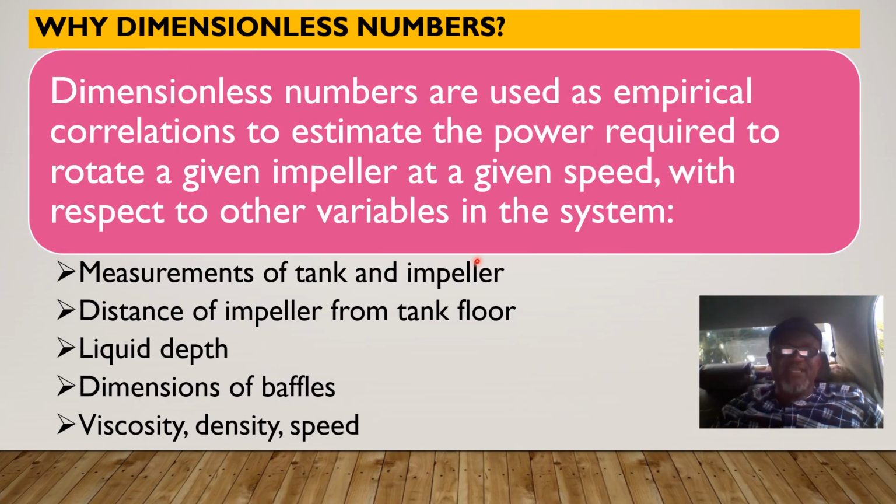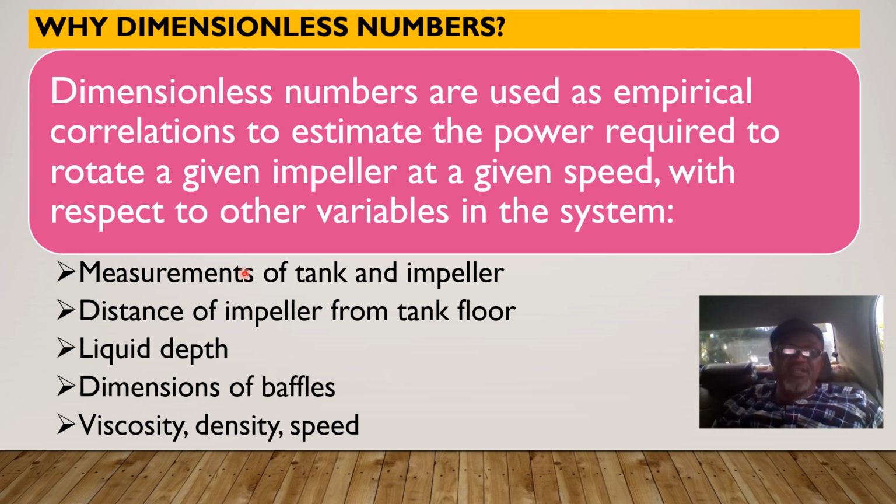Now the question is, why dimensionless numbers? Dimensionless numbers are used as empirical correlations to estimate the power required to rotate a given impeller at a given speed with respect to other variables in the system. Those variables are measurements of tank and impeller, distance of impeller from tank floor, liquid depth, dimensions of baffles, viscosity, density, and speed. All these things we will mention in detail when we talk about the design, or when we look at a common continuous stirred tank reactor.